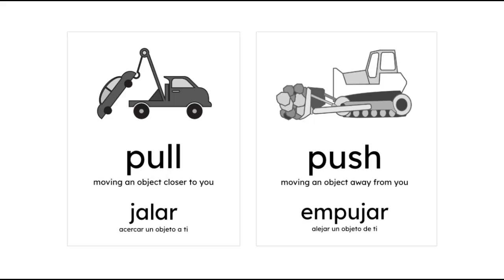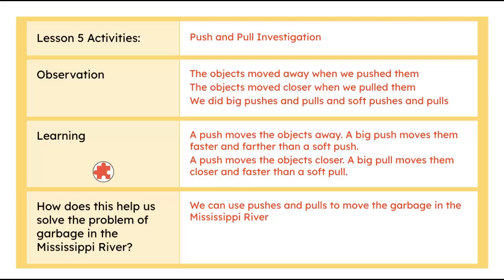Now is a good opportunity to post the push vocabulary card and pull vocabulary card. The goal of this class discussion is for students to analyze data from their pushes and pulls investigation to explain how an object moves. From this discussion, students will understand that a push moves the objects away. A big push moves them faster and farther than a soft push. A pull moves the objects closer. A big pull moves them closer and faster than a soft pull. Students will understand that we can use pushes and pulls to move the garbage in the Mississippi River.